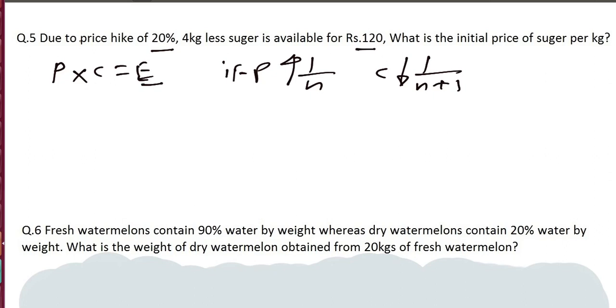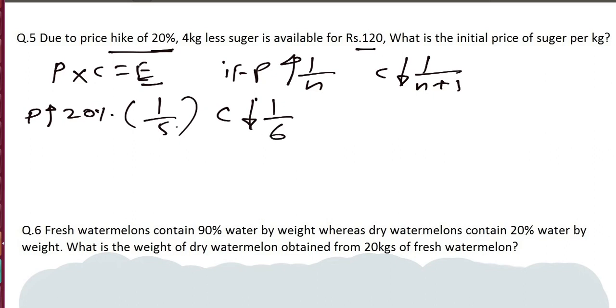So here the price is increased by 20%. So P is getting increased by 20% or 1/5. So price is getting increased by 1/5. So consumption has to be decreased by 1/6. 1 by N, N is 5 here. So 1 by N plus 1 is 6. So consumption has to be decreased by this much amount, right? So this much amount in order to keep this expenditure constant. So consumption has to be decreased.